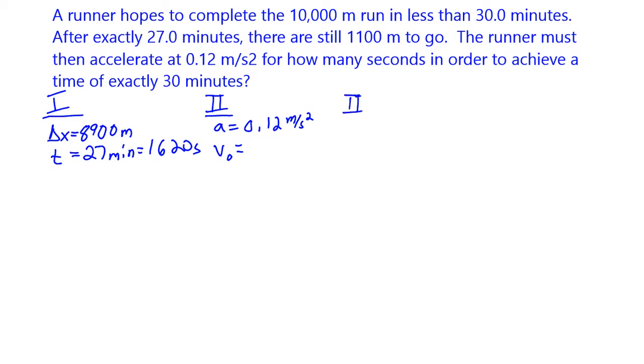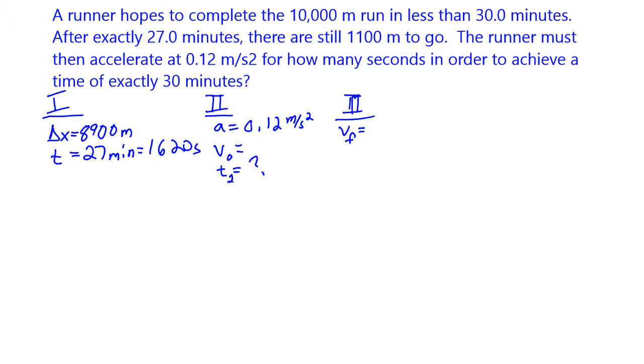And then part 3. Part 3 is when she moves at a constant velocity. So the velocity for that part is going to be the final velocity from part 2. So we'll be able to find that eventually. I don't know that we need it. Alright, so we're looking for how many seconds she has to accelerate to achieve a time of exactly 30 minutes. So that's what we're really trying to find, the time for part 2. We'll call that T2.